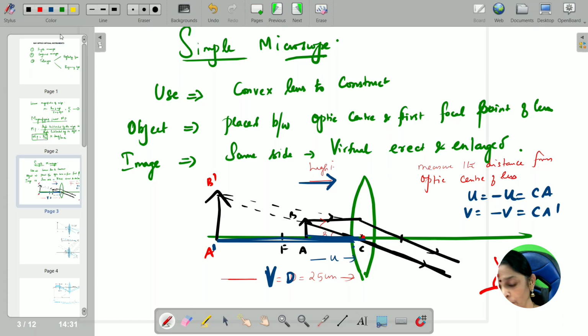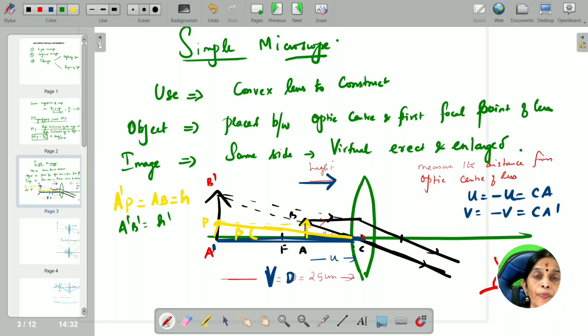So, apparently, I am going to bring this without changing the height of the object. So, apparently, you bring it here. After apparently bringing it here, then you can say the angle made by the object is beta over here. You got it? So, now I know the object height, that is AB. It is equivalent to that of A dash P. So, therefore, I can write A dash P is equal to AB over here. That is nothing but H. Okay. So, therefore, A dash B dash is equal to what? H dash. You got it?